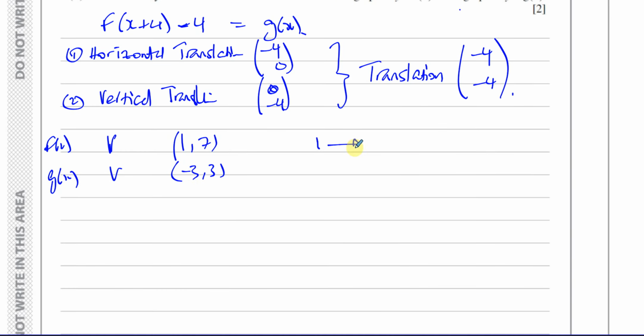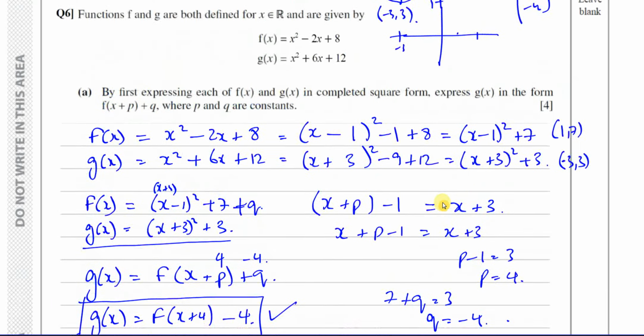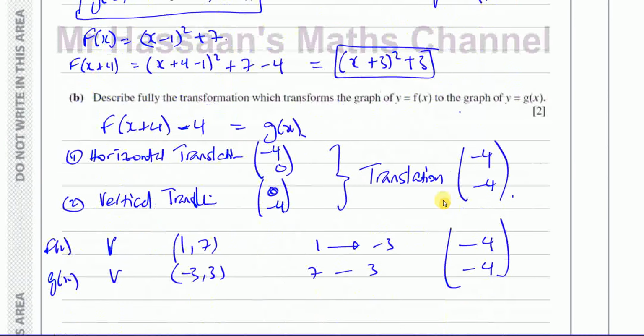So from 1 to negative 3, you've got to take away 4. And from 7 to 3, we've also got to take away 4. And this is horizontal and this is vertical. You can think of it like that if you want to also. And there we have the answer to number 6, A and B.